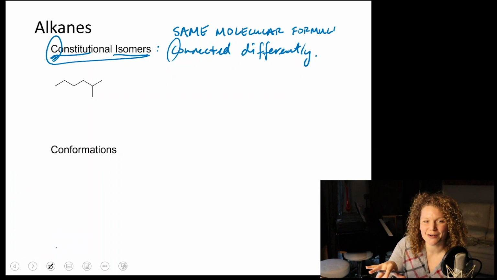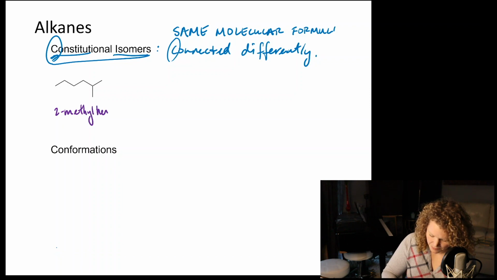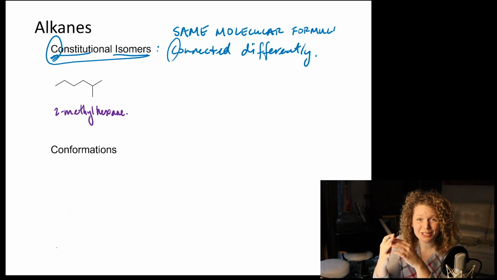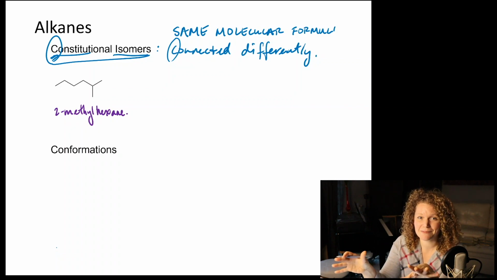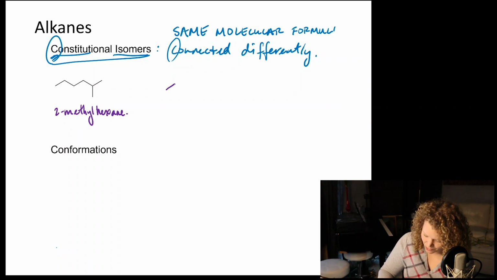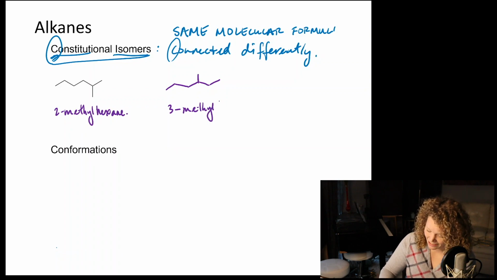So let's take our 2-methylhexane example from before. So this is 2-methylhexane. Now, in order for us to draw a constitutional isomer, essentially we just have the same number of carbons and the same number of hydrogens, and we just have to connect them differently. So you could imagine drawing something where our methyl group is now coming off of the 3 position. This would be considered a constitutional isomer.